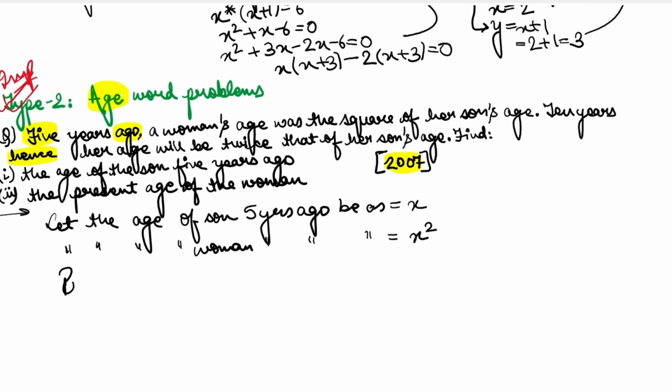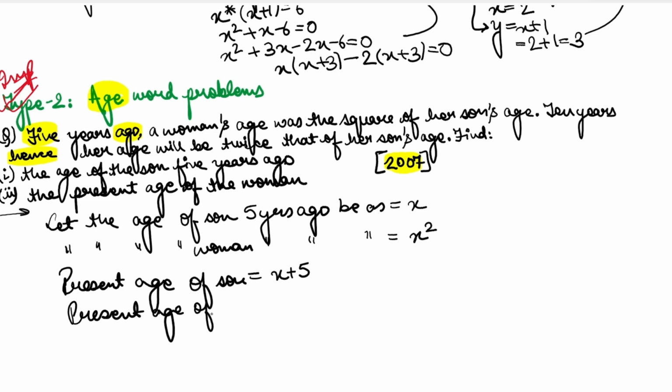If we talk about the present age of the son, that was 5 years ago. Now, if a person was 2 years old 5 years ago, how old will he be 5 years later? 7 years. We added 5 to it, correct? So x plus 5. Similarly, you can write the present age of the woman as x square plus 5, correct? So this is basically my present age.